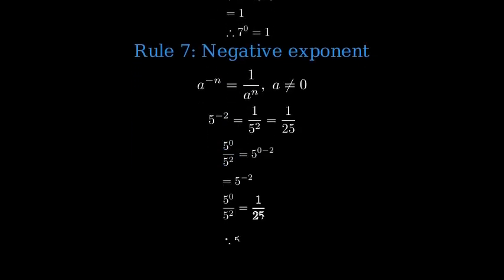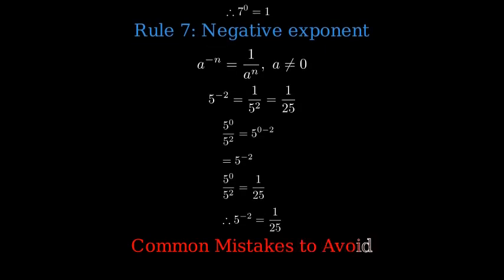This rule also follows logically from our division rule. If we divide 5 to the power of 0 by 5 squared, we get 5 to the power of negative 2. But 5 to the power of 0 is 1, so 1 divided by 25 is indeed 5 to the power of negative 2. Before we finish, let's look at some common mistakes when working with exponents.